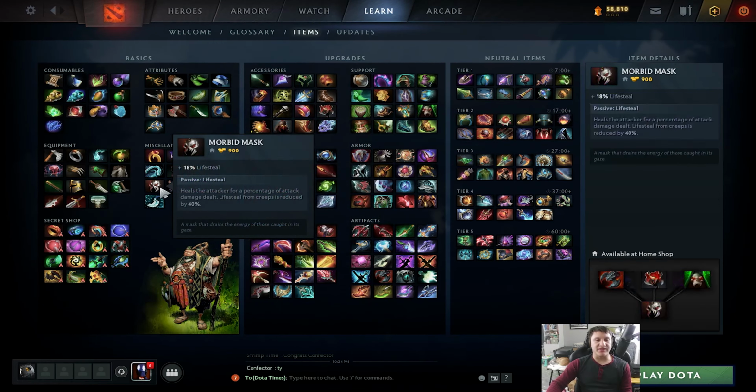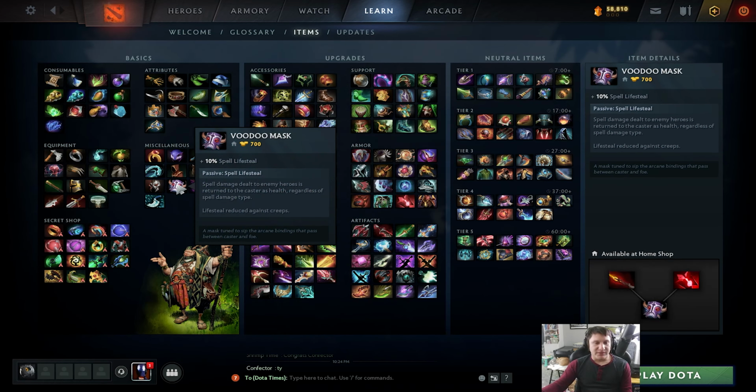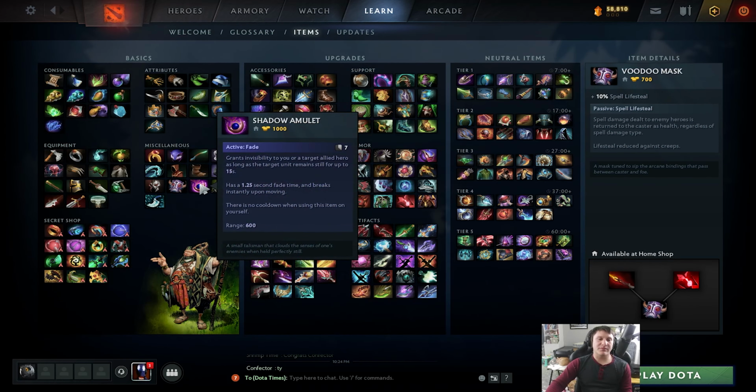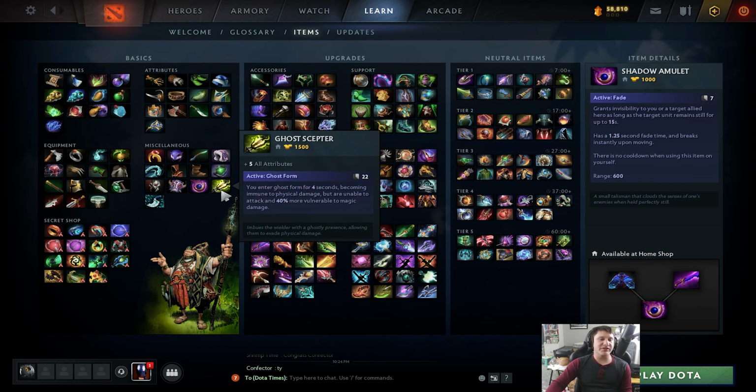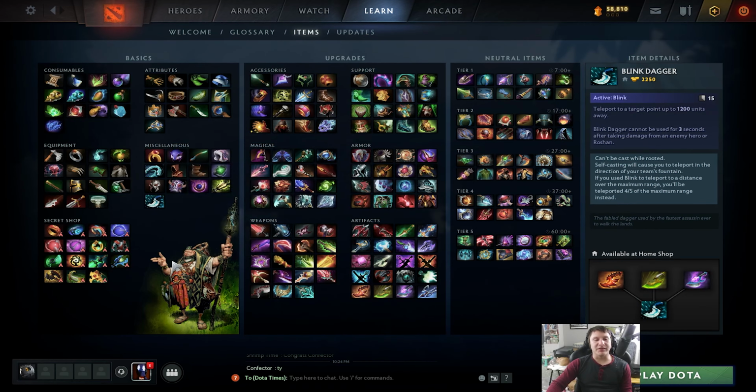The reason why I say that is because they do specific things. Lifesteal heals the attacker for a percentage of attack damage dealt. Voodoo Mask, spell lifesteal. Shadow Amulet can make you invisible. Ghost Scepter can put you into ethereal form, and then Blink Dagger can use that blink, kind of like how we're talking about with the blink teleportation status effect.